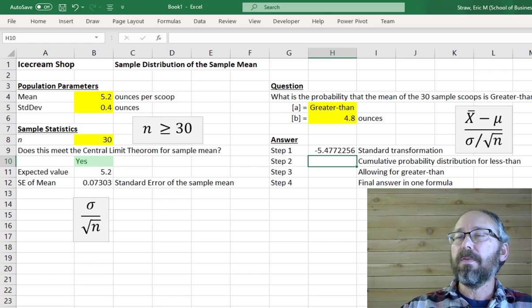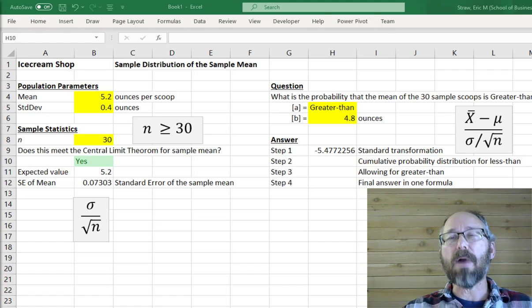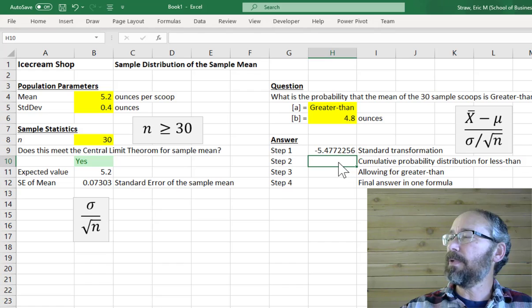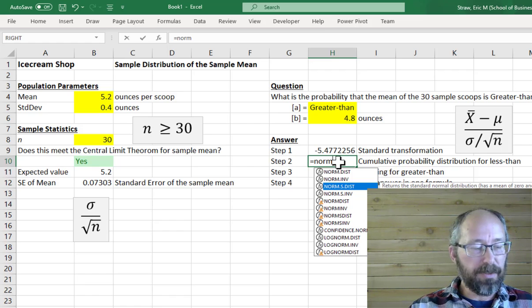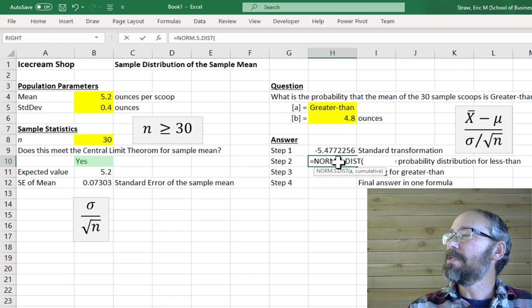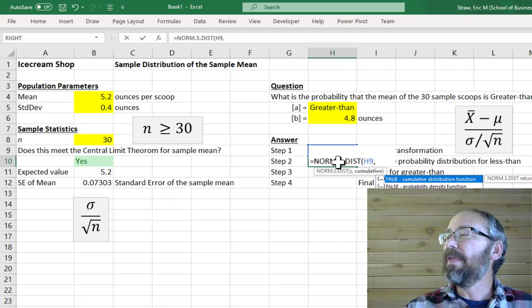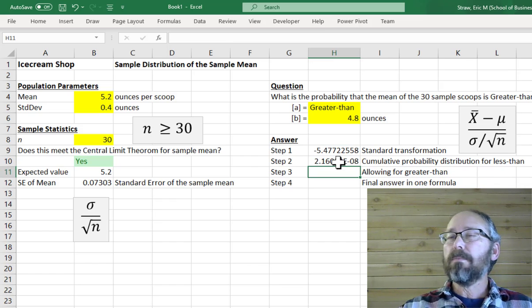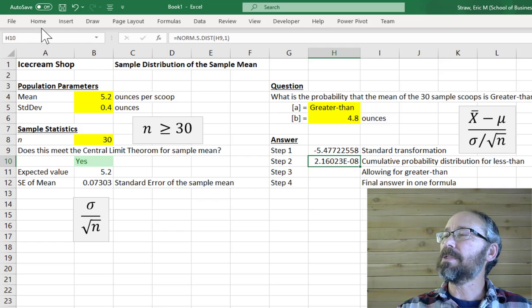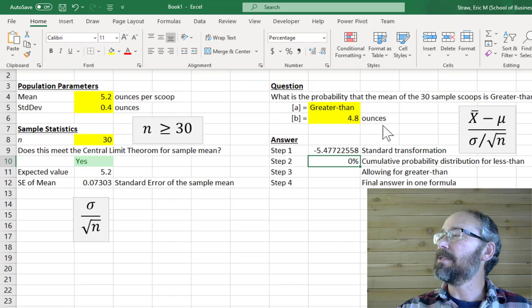Now, the next step we're going to do is a cumulative probability distribution for less than. And you'll see why we're focusing on less than in a moment. And so this is simply the normal standard distribution function. And we're going to use that value, the z value, which is H9. That's our standard transformation. And then this is why we're using less than. It's cumulative. And it's a 1. And so what this is saying, let's change this to a percentage because that's what we're talking about. You don't need to see all that.